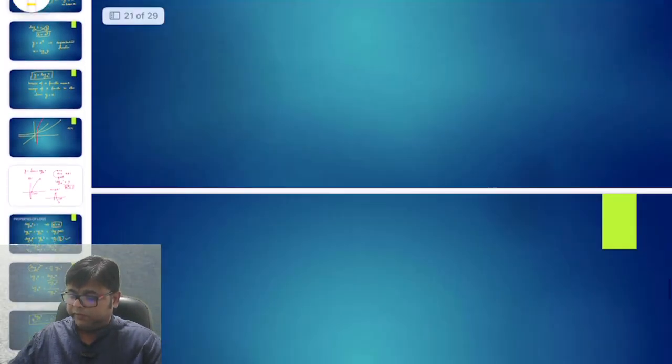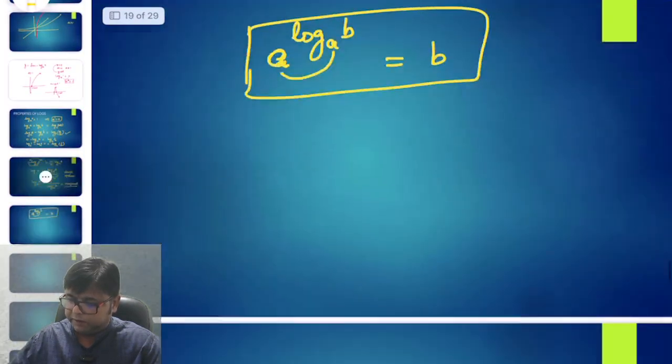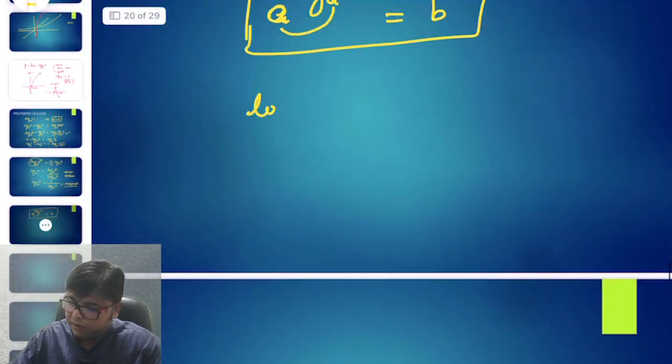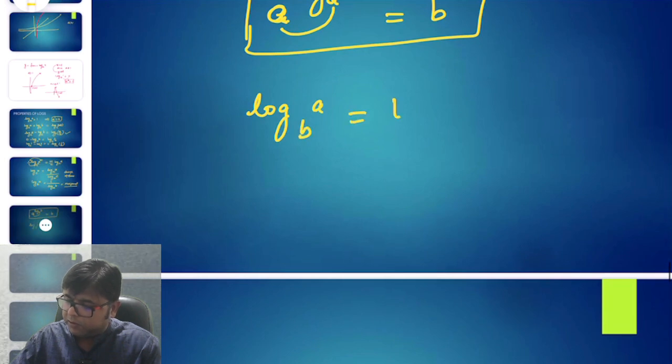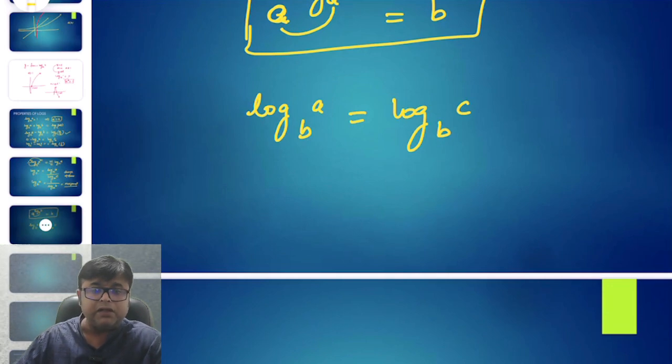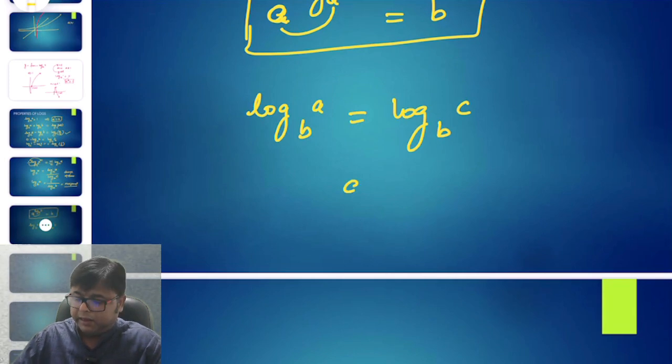Now a few more things, just one or two more. If log of a in base b is equal to log of c in base b, since log, as you saw in the graph, is a one-to-one function, I can say that a is equal to c. For two different values of x, the log value cannot be the same. So if log of a in base b equals log of c in base b, then a is equal to c. You should remember this.